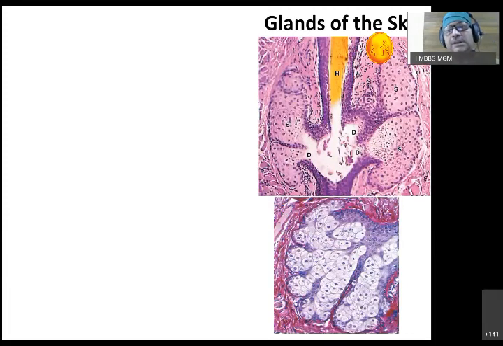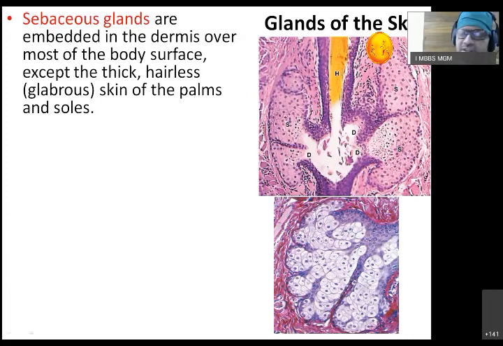Now we'll talk about the associated glands. First gland is called the sebaceous gland. It's embedded in the dermis, in most of the body surface. What is the use of the sebaceous gland? It secretes a sticky fluid which helps in covering the hair and the skin, and gives a shine to the skin.